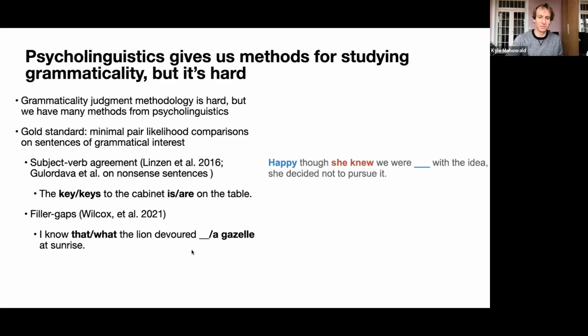And right, you can do careful minimal pair comparisons, as Wilcox et al. did, and study whether language models learn phenomena like that. Right. The problem that can make this tricky is that lots of constructions aren't as amenable to these kinds of careful minimal pairs, right? It's hard to devise these kinds of cases.